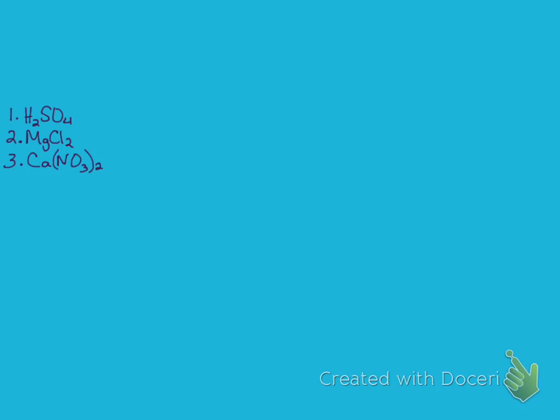On a sheet of paper, write these three down and work them out. Now, pay close attention to number 3. You've got to distribute this 2 right here. So it's 2 times this 3, so there are actually 6 O's. 2 times this 1, so there are actually 2 N's. And of course just 1 Ca.